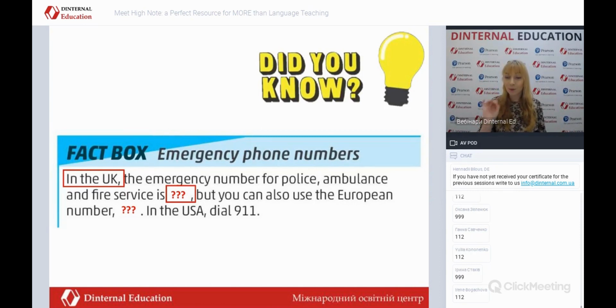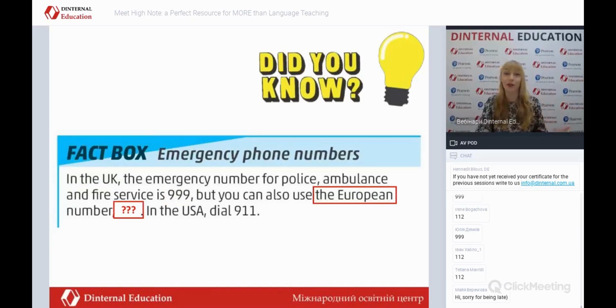And I can see two options, two different answers in the chat box, and you are all absolutely correct. Because the UK inner number is 999, so close to 911, just 3 nines. But you can also use the European number, the one that we are trying to adopt here in Ukraine as well, which is 112. So you're all absolutely correct. You won't be lost. You won't get into trouble when you're traveling. So congratulations on that. I didn't know about 999. Honestly, I knew about the European number, the USA, but the UK number was something new for me.